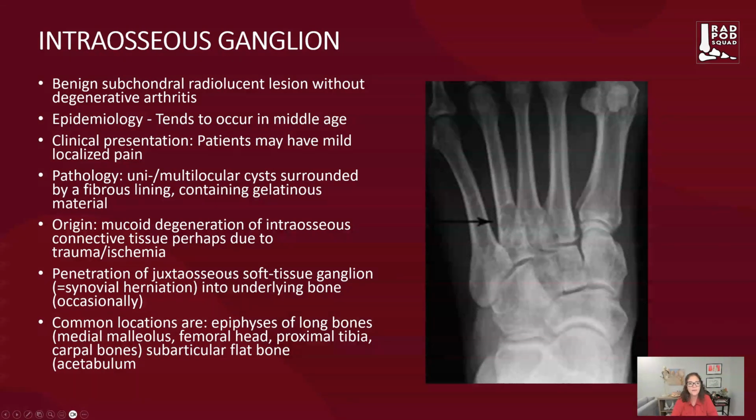This is an extremely common lesion. It's often seen as a radiolucent lesion without areas of obvious degenerative arthritis. Seen here in this x-ray, we can see this lucent region at the base of the fourth metatarsal, creating some degree of endosteal scalloping. I do not see a pathologic fracture here.